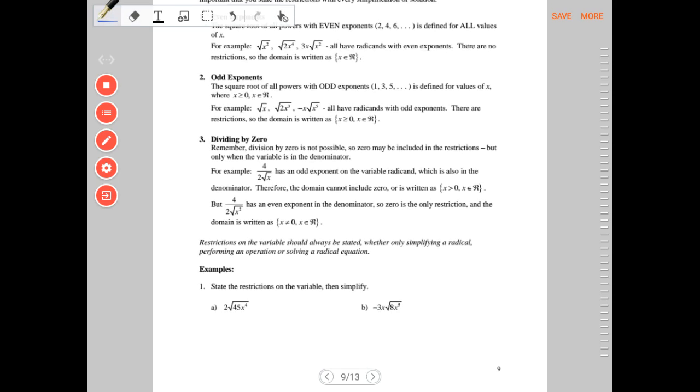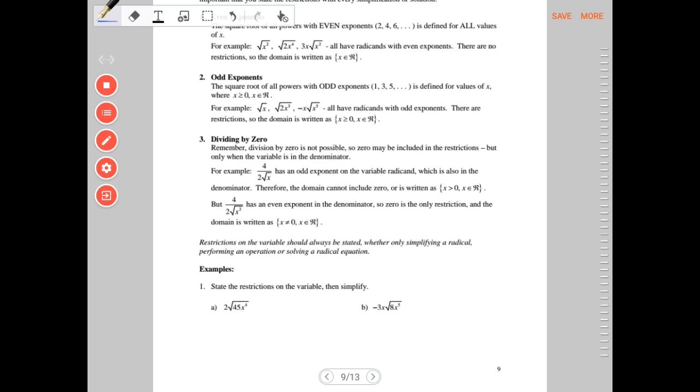All right. Odd exponents. The square root of all powers with odd exponents, so 1, 3, 5, 7, 9, and so on, is defined for values of x where x is greater than or equal to 0 and x belongs to reals. Now remember, this is when we are square rooting. If we're cube rooting, then it doesn't matter because you can cube root positives or negatives, but square rooting, you can only square root things that are positive.